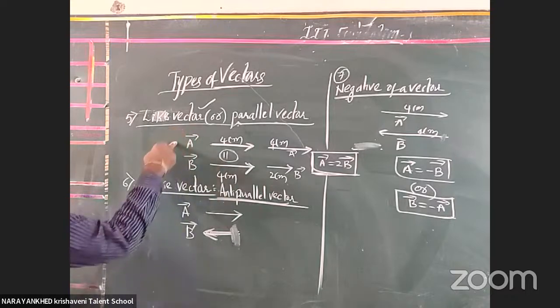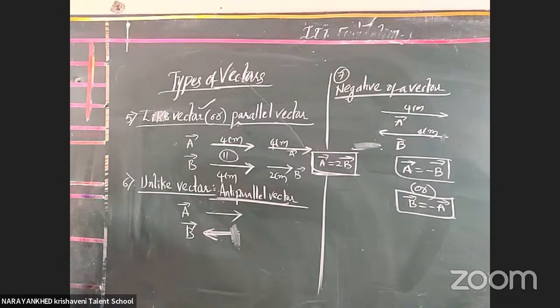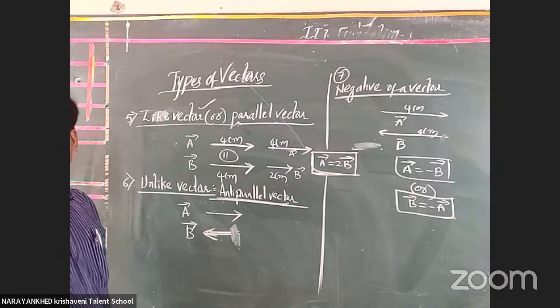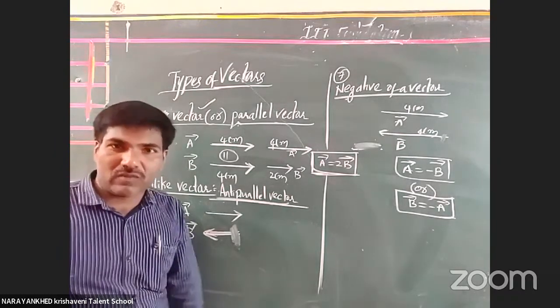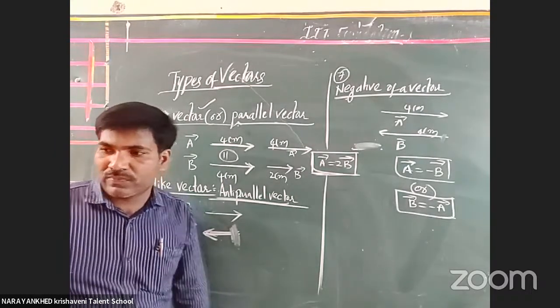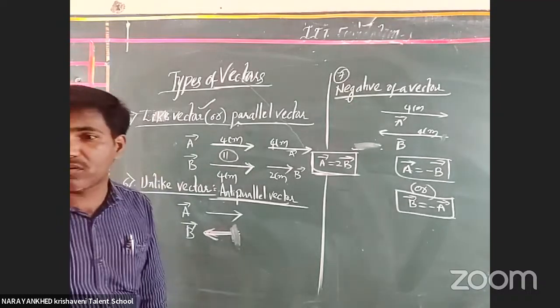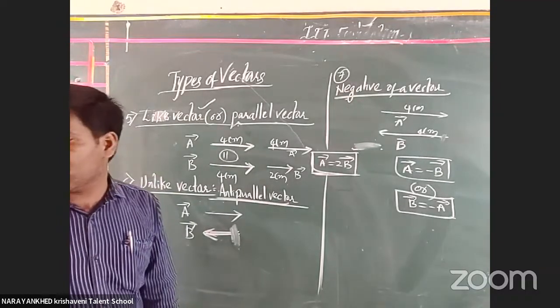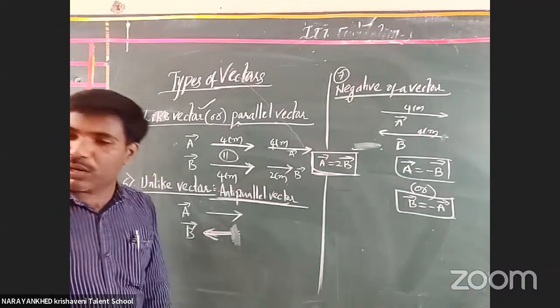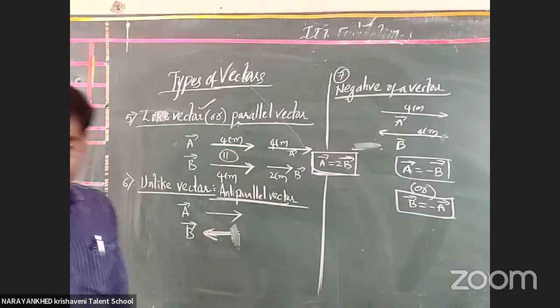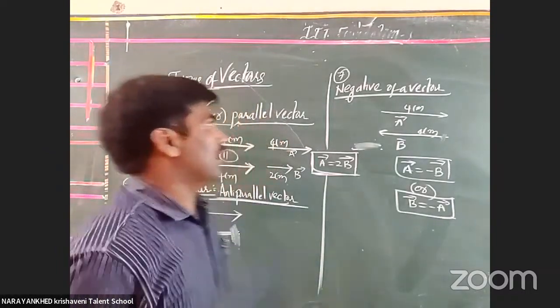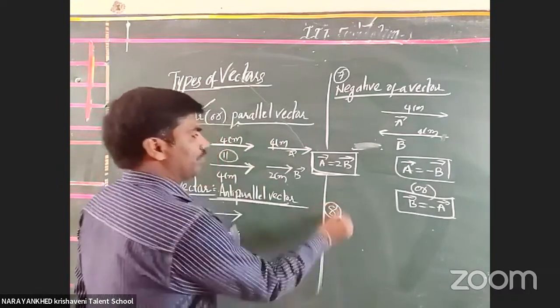When like vectors contain the same magnitude, it is called equal vectors. It is called as equal vectors. Got it or not? Yeah. Next it is the unit vector.